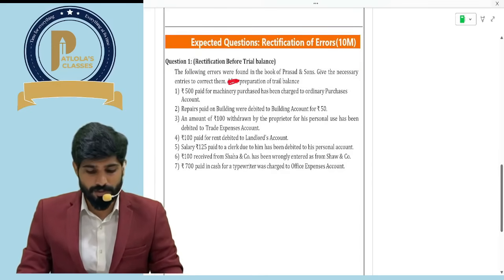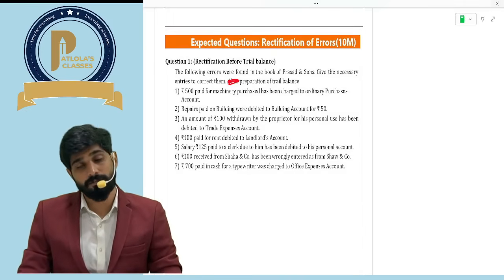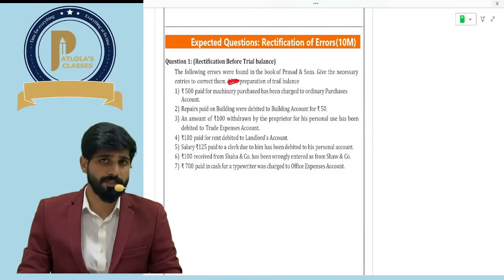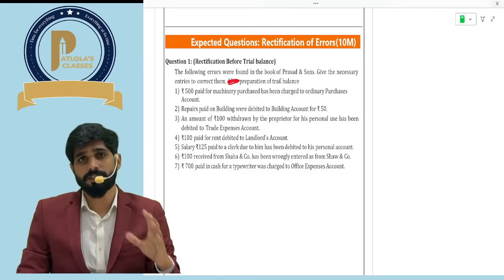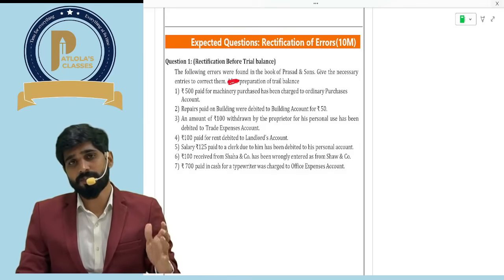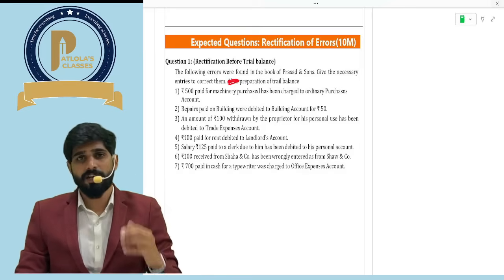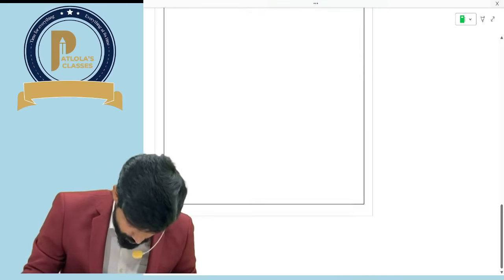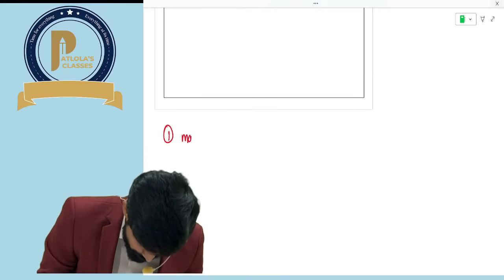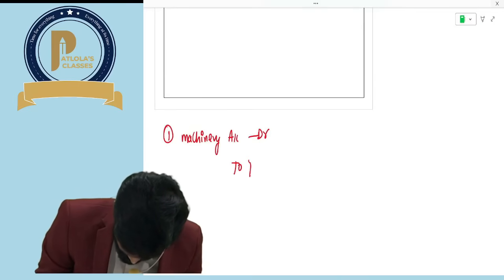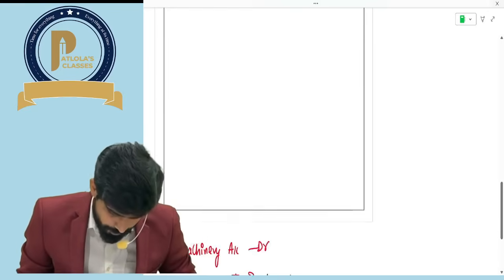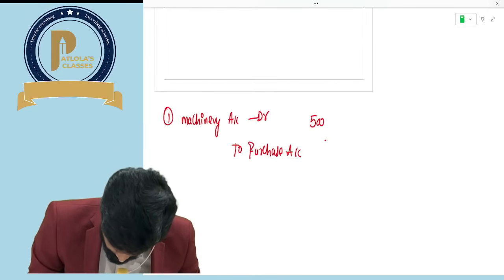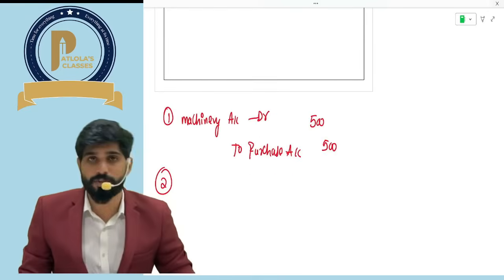500 paid for machinery purchase has been charged to purchases account. When you purchase machinery, being an asset, machinery account should be debited, whereas which account have you debited? Purchases account. So what is by mistake debited, purchases, should be cancelled by crediting, and machinery account should be debited. So the rectification entry will be machinery account debit to purchases account. The amount will be 500. Wonderful, superb.